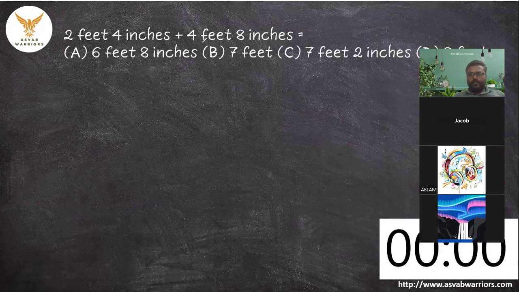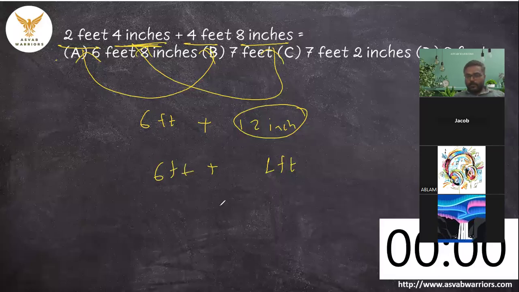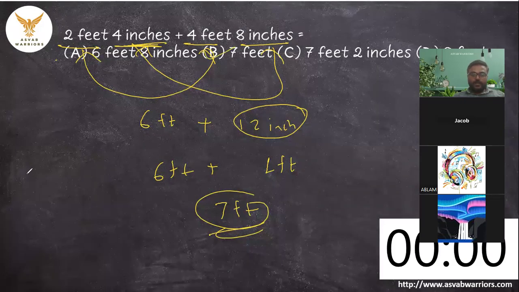So 2 feet 4 inches and 4 feet 8 inches. You can either convert everything into inches and then convert it back into feet, or there is an easier way of doing it. Add this 2 feet plus 4 feet. So you have 6 feet in total, plus 4 inches plus 8 inches, which would be 12 inches. And we already know 12 inches is nothing but 1 foot. So 6 feet plus 1 foot would be 7 feet in total. So I hope, Jacob, you have understood it. And let's move on to the next question.